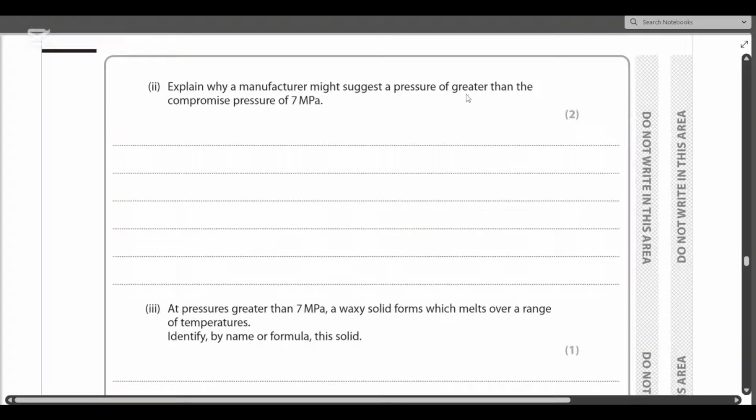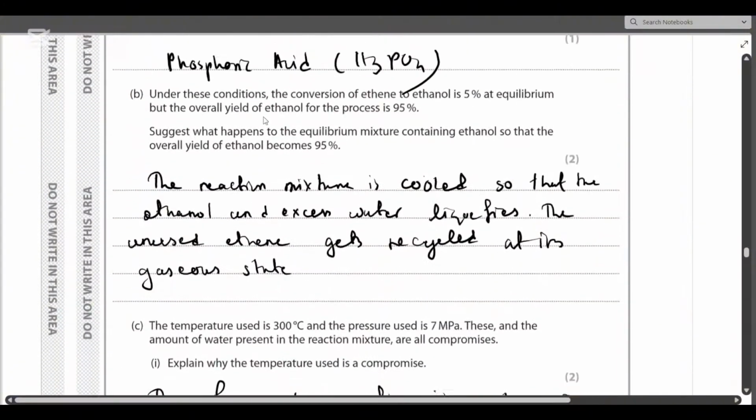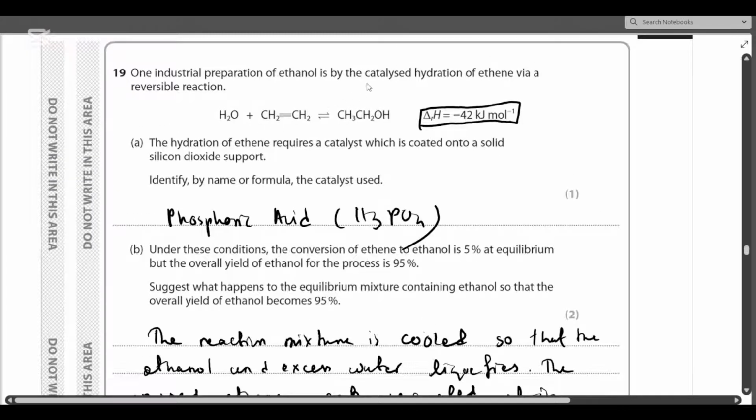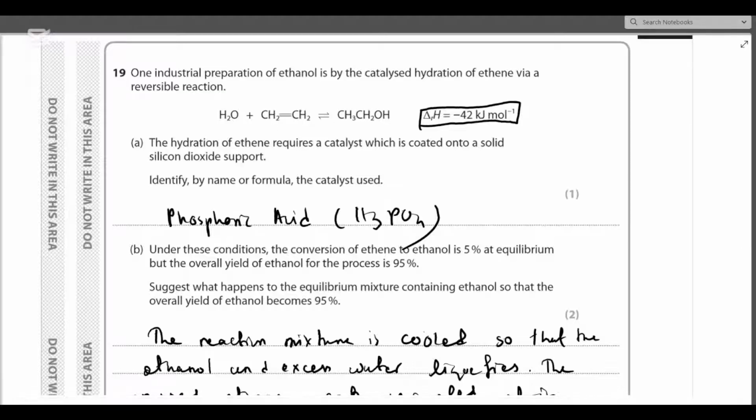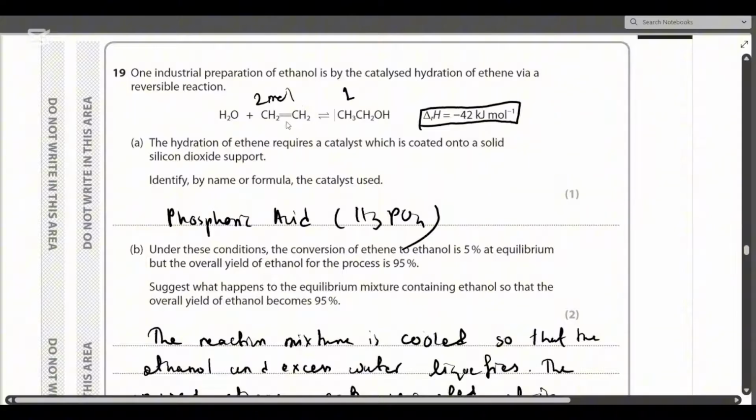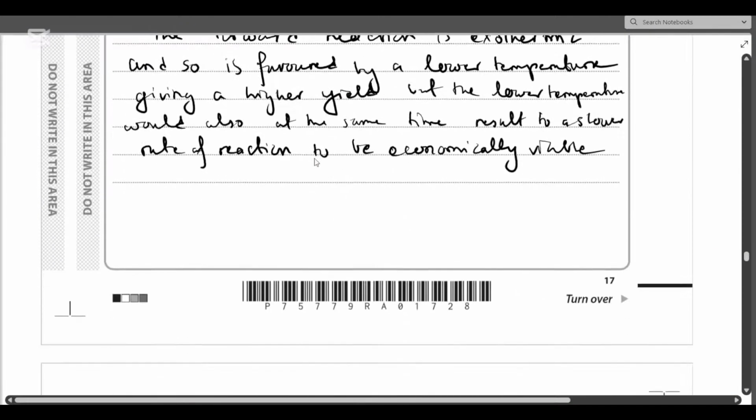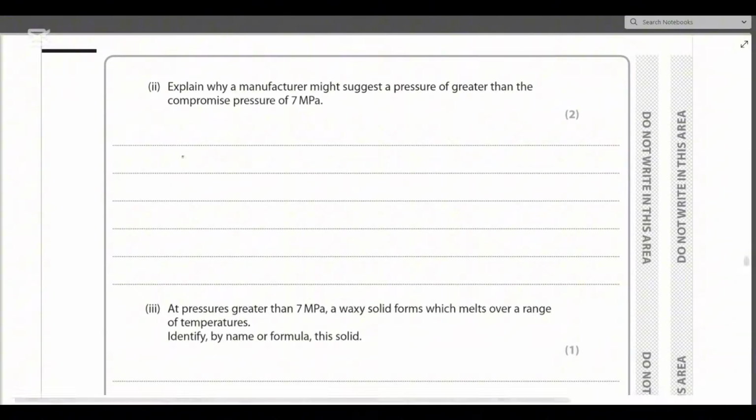Explain why a manufacturer might suggest a pressure greater than the compromised pressure of 7 megapascal. Well, if you increase the pressure, what's going to happen? We can clearly see the product side contains fewer moles. Here we see 2 moles as opposed to 1 at the product side. So obviously the equilibrium is going to shift towards the right because of the fewer moles. So obviously a greater yield of ethanol can be achieved.